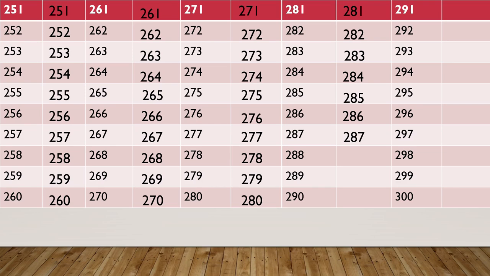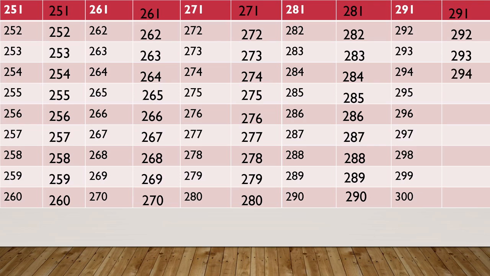Next is 288, then 288. Next is 289, then 289. Next is 290, then 290. Next row is 291, then I will write here 291. Next is 292, then 292. Next is 293, then 293.